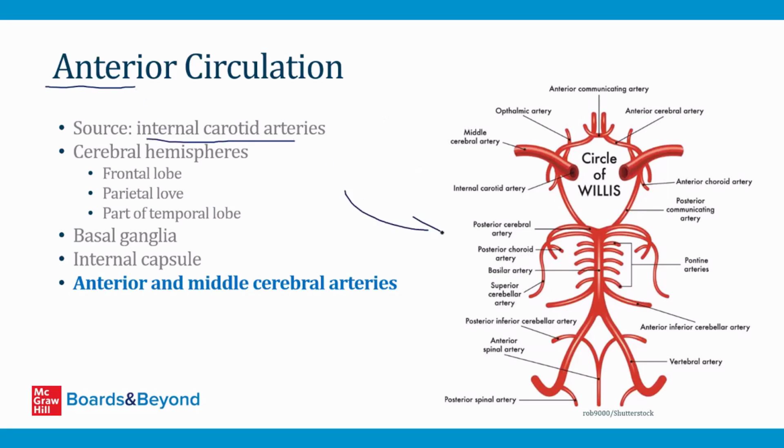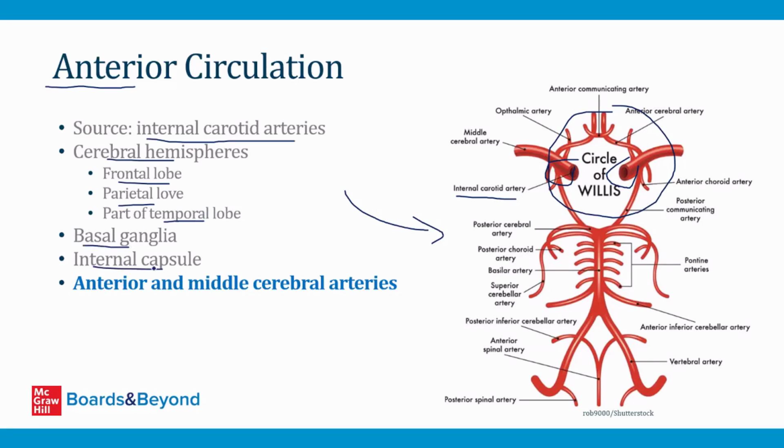So if you look at this drawing over here on the slide, which I go through in great detail in other videos, these are the internal carotid arteries right here. And they're going to supply blood to this whole region up here. That's the anterior circulation. And the blood in that region supplies structures in the cerebral hemispheres, like the frontal lobe, the parietal lobe, and some of the temporal lobe. It also supplies other structures near the cerebral hemispheres, like the basal ganglia and the internal capsule.